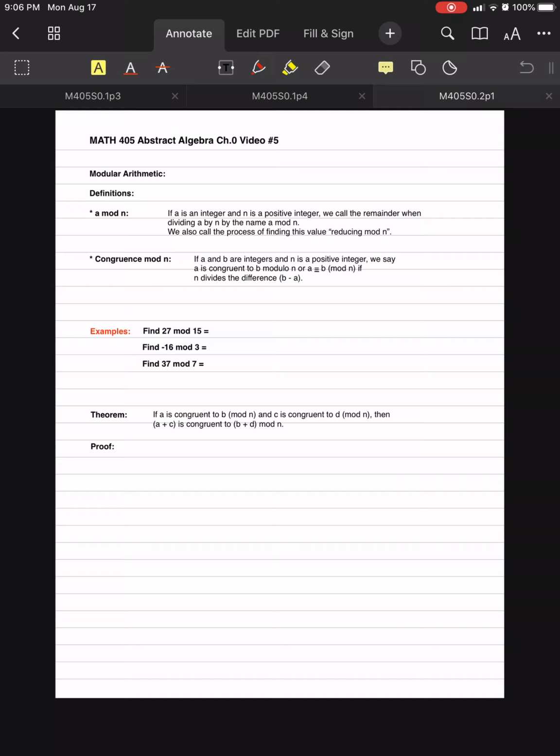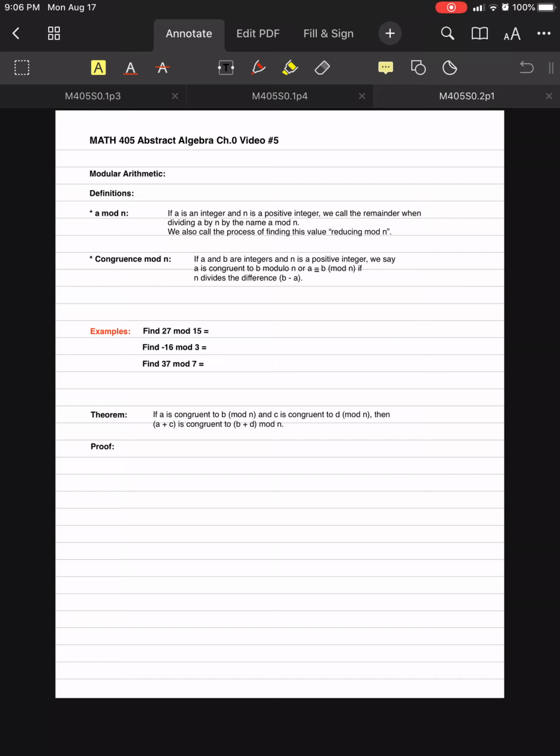Modular arithmetic is essentially dealing with arithmetic on remainders is the general idea. You'll find that most of the things we do in arithmetic normally still work when we're just dealing with remainders, so it shouldn't be a problem. But let's start off by looking at the book's definition of what they call A mod n.